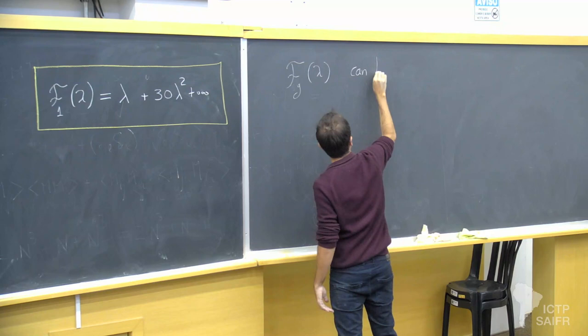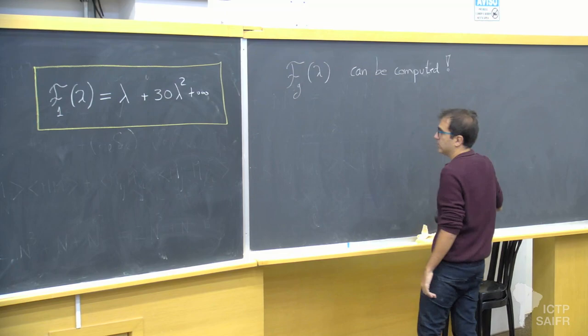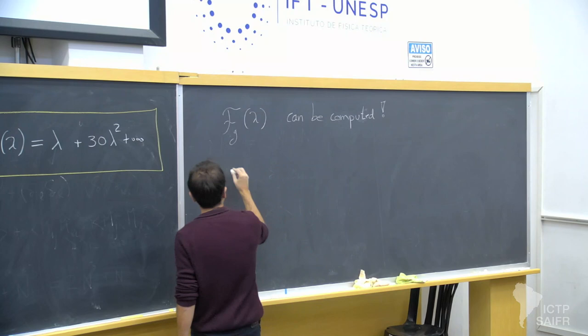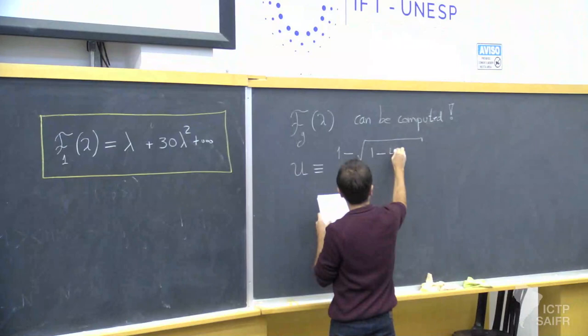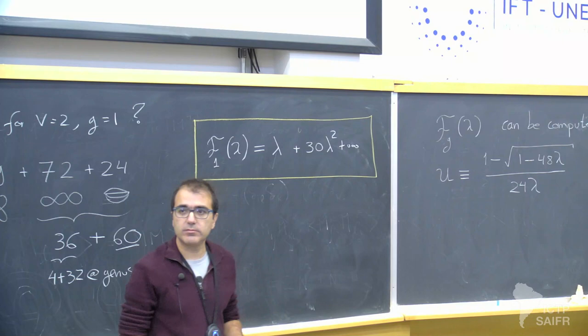In a second, as I said, I will tell you what's the hint for computing F0. But that's really quite remarkable that people understood in the 80s and 90s how to compute this F. And I want to show you how they look. To show this, you first define a variable u. It's an auxiliary variable, which is 1 minus square root of 1 minus 48 lambda, divided by 24 lambda. You see, this 48 and 24 is just 4 factorial, just from the fact that we are solving a quartic problem. So that's the definition.